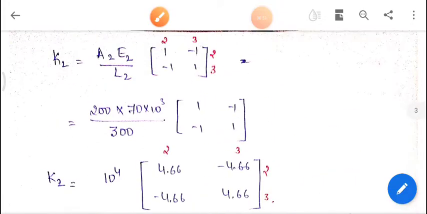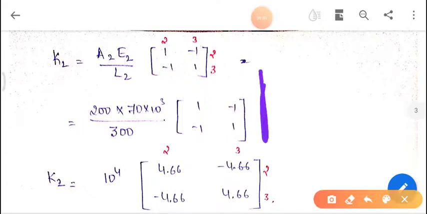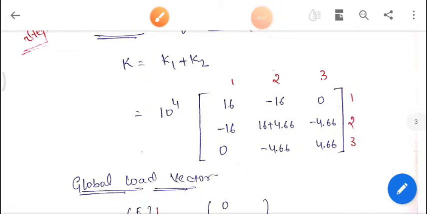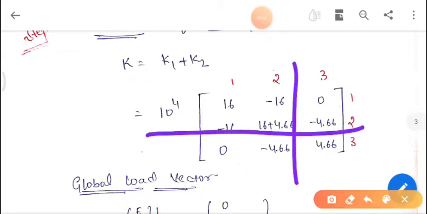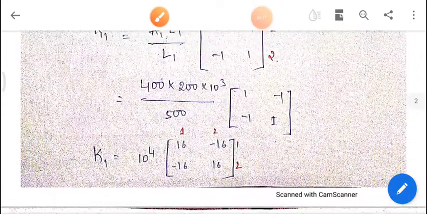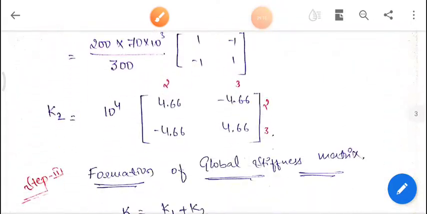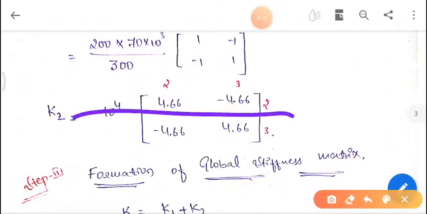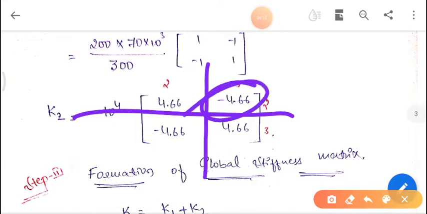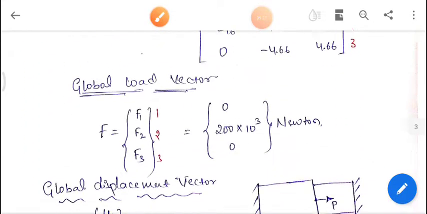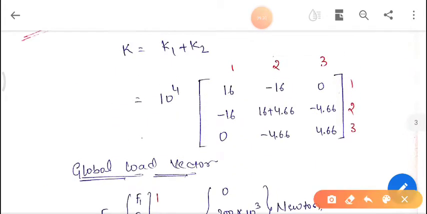Next, we need to determine the second row third column, this is nothing but minus 4.66. How has it come, we will see. If you go for the first matrix, we have second row but we don't have third column, so you keep it as 0, no problem. Here in this you can see the second row we have, third column we have, so it is nothing but minus 4.66, that we have substituted here. Once you have substituted this, next you need to copy this here, since it is a symmetric matrix.